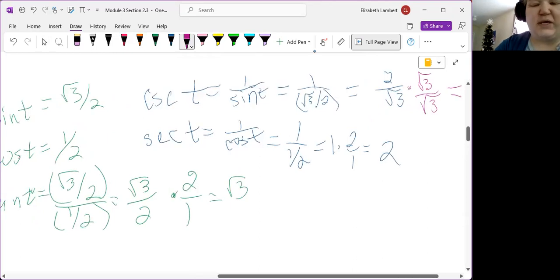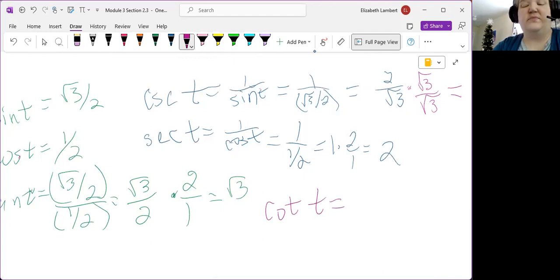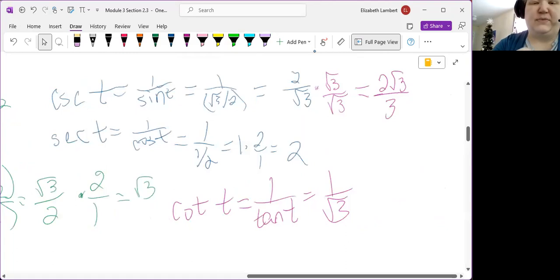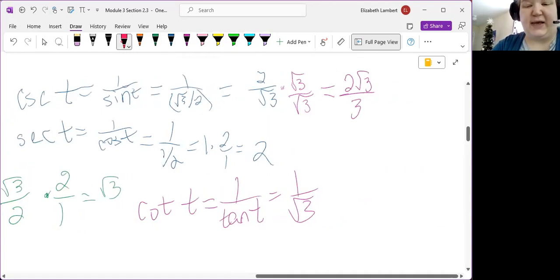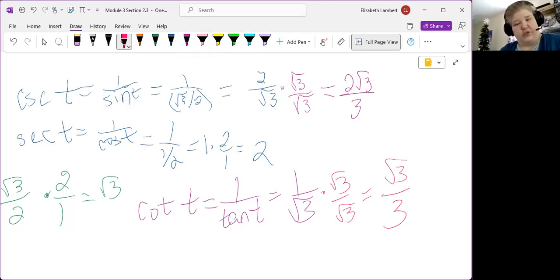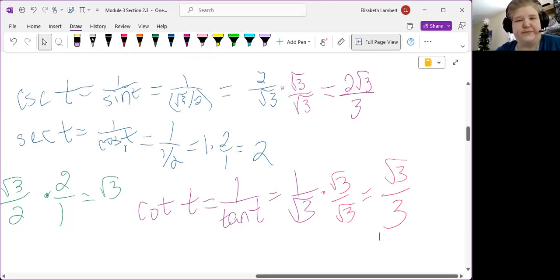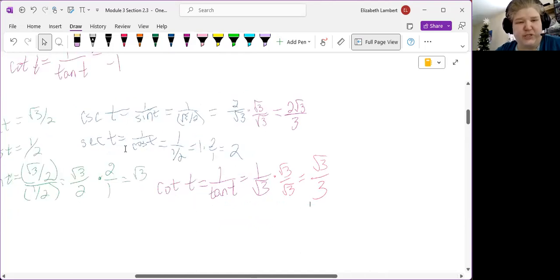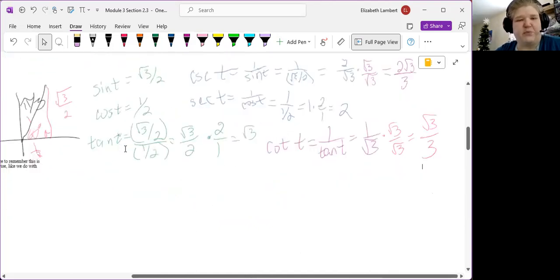And then the last one is the cotangent. So 1 over tangent means this is 1 over the square root of 3. So again, we rationalize that. The square root of 3 over 3. So there's all 6 trig functions. And that is just using our definitions that I happen to have memorized.